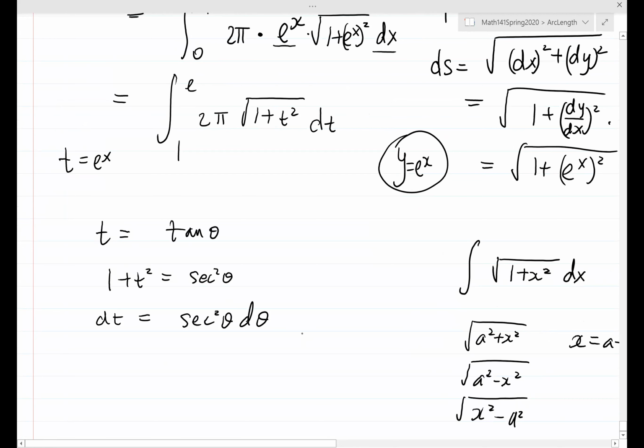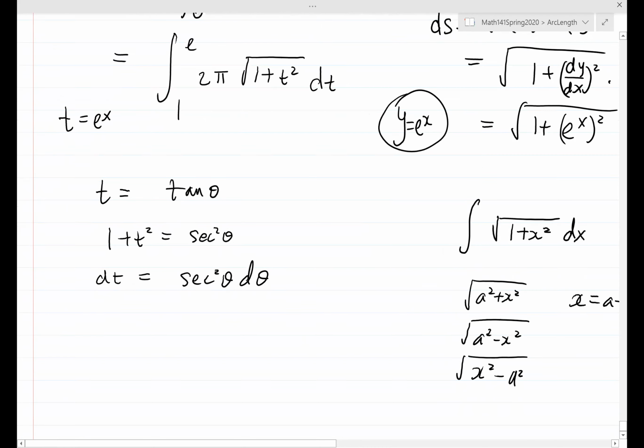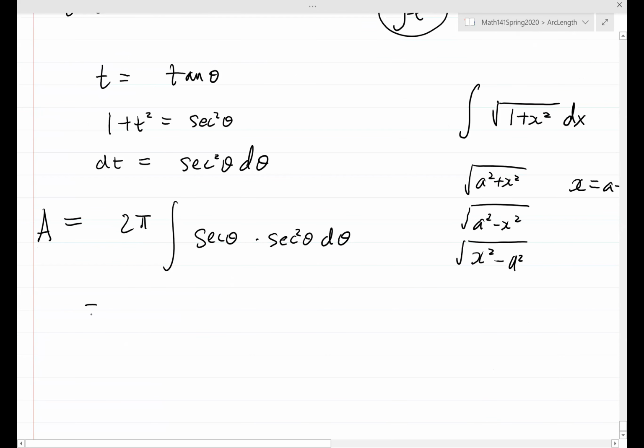So A will be, if we do substitution, 2 pi, and don't forget the upper and lower limits for the moment. The square root of 1 plus t squared gives us secant theta, and dt gives us secant squared theta d theta. So this actually turns out to be 2 pi secant cubed.